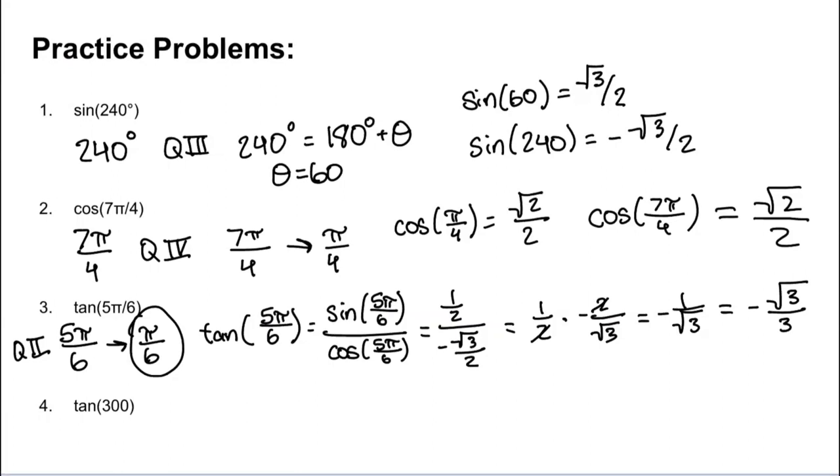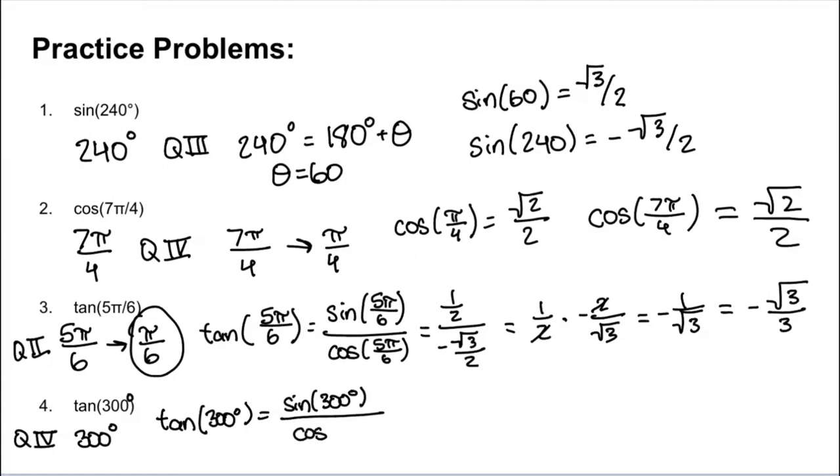And now let's look at tangent of 300. This should be in degrees. I apologize for that. So 300 degrees. We are in quadrant 4. Tangent is going to be negative. That is important. So tan of 300 degrees is equal to sine of 300 degrees over cosine of 300 degrees.